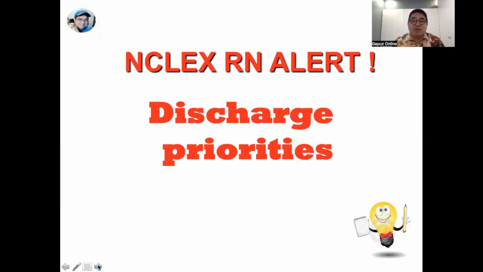Next, discharge priorities. Now, during a disaster in which additional beds will be needed, you need to discharge patients so that you can accommodate the increasing number of clients who are injured because of, say, for example, an earthquake, a fire, or a calamity that has increased the number of persons who are injured in a specific area.